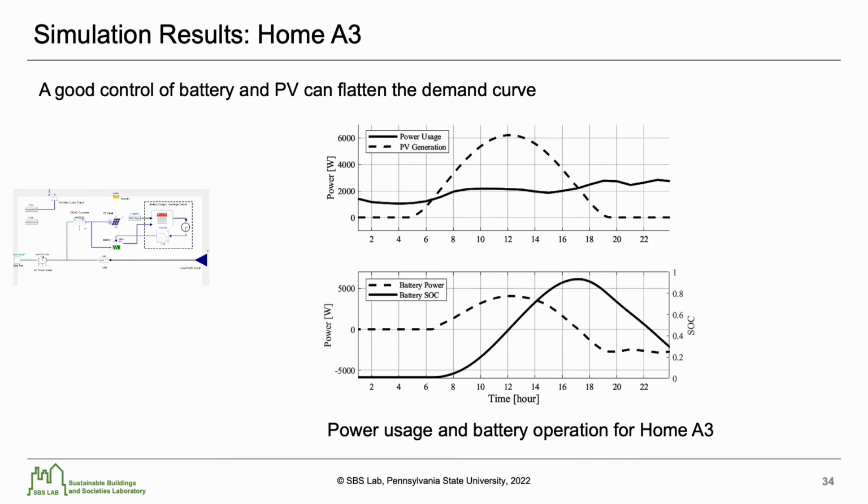Now let's see the simulation results. In this slide, we can see that a good control of battery and PV can flatten the demand curve by using the home A3 as example. The top figure shows the power usage and PV generation from this home. As we can see, the solid line is power usage by the home, and the dashed line is PV generation.